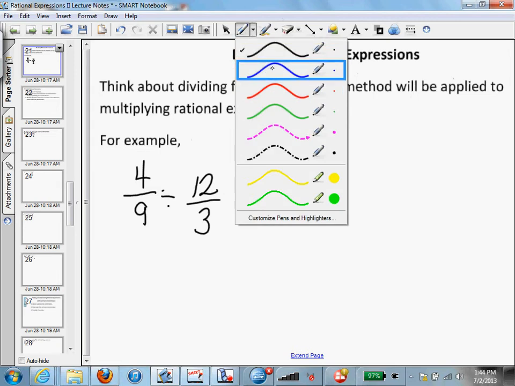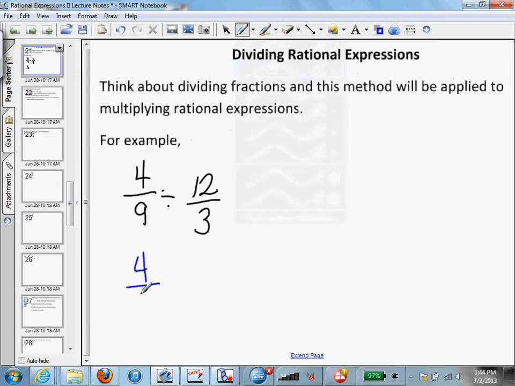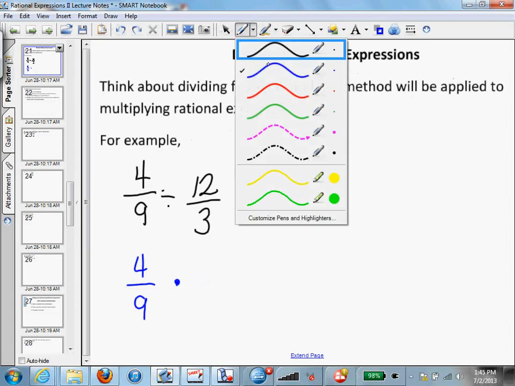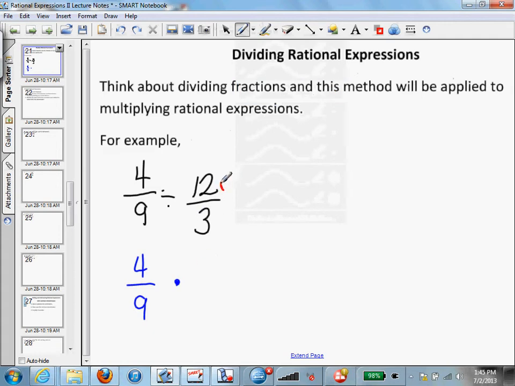If you remember, the steps were to rewrite the first fraction that appears, replace the division symbol with a multiplication, which can be denoted as an x or a dot, which would probably be better in this case so we don't confuse it with a variable. So we rewrote 4 over 9, and we're going to multiply. What we had to do is flip, or take the reciprocal of the second piece. So instead of 12 over 3, we write 3 over 12.